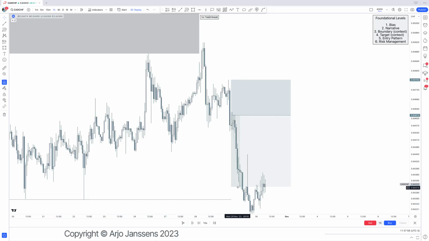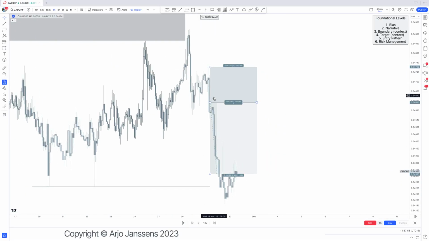And let's make it ourselves quite easy. Just being relied on a rejection. We don't even need to follow through. Perfectly fine. Then the next target would be the context, which is also the draw on liquidity. So that right there is the overall, the last target that we have.